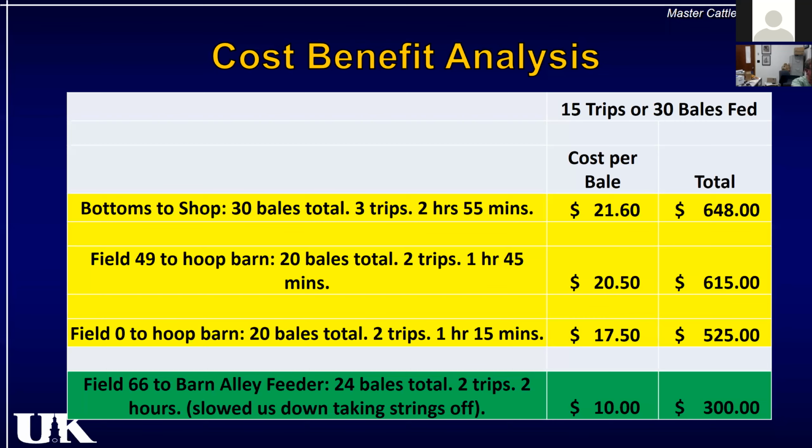So to feed 30 bales at that barn site that I just showed you, that alley barn feeder, it's going to cost me $300 to feed 30 bales. Versus these other sites that I've showed you, and some of them I haven't, it's going to be over $650, okay, on average. So that's a savings of $350, okay?